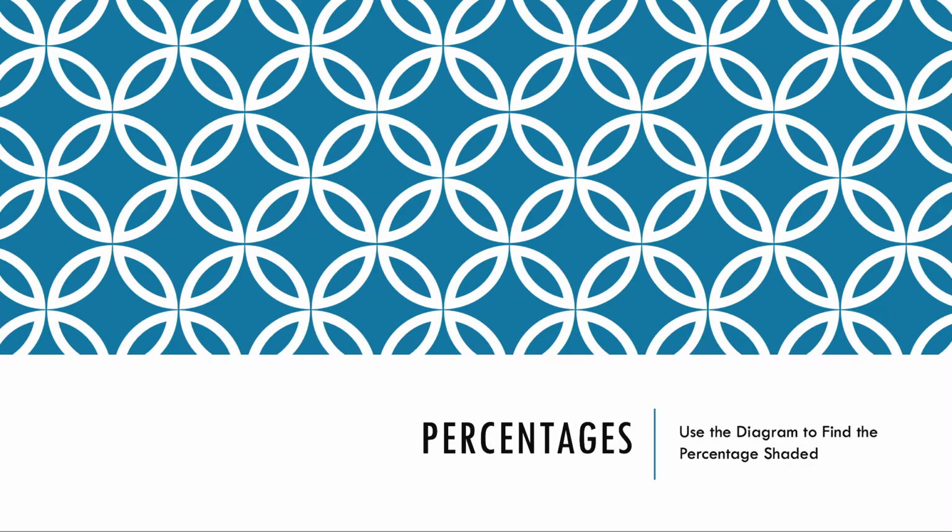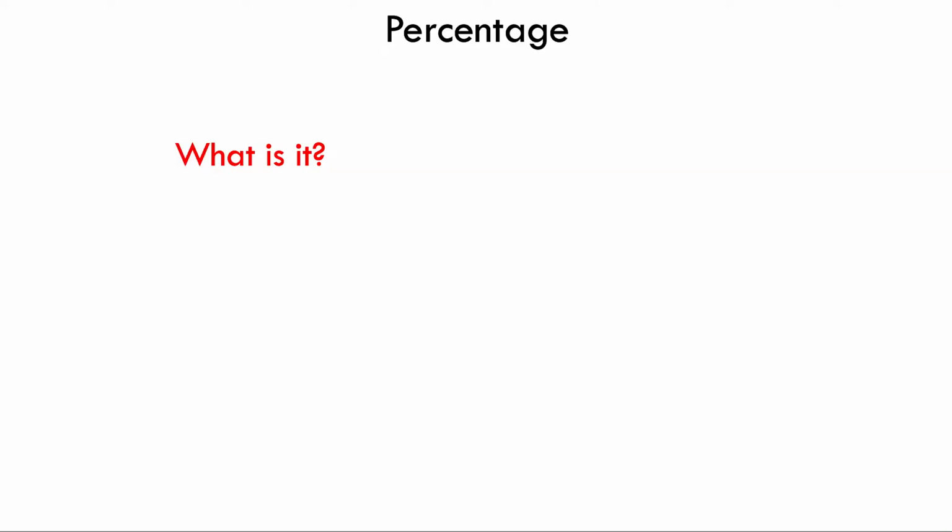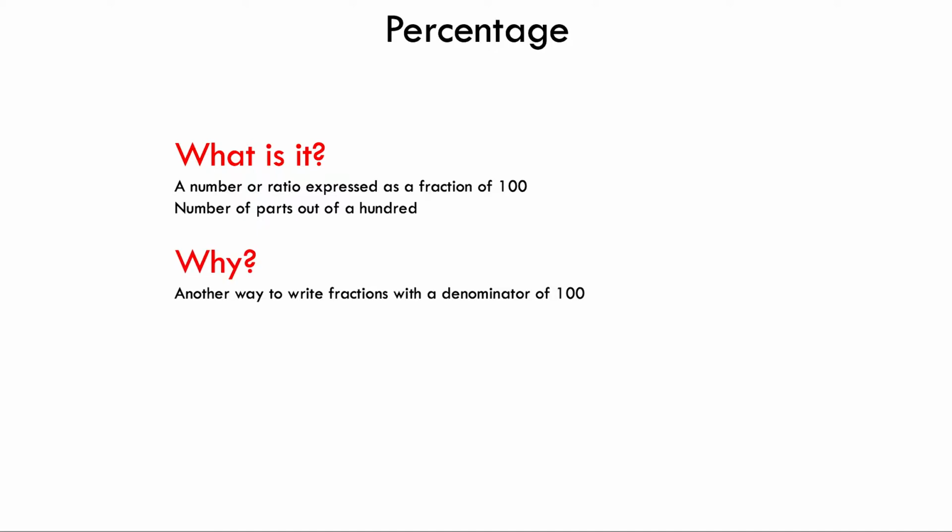Percentages. Use the diagram to find the percentage shaded. What is it? A number or ratio expressed as a fraction of 100, or number of parts out of 100. Why? Another way to write fractions with a denominator of 100.